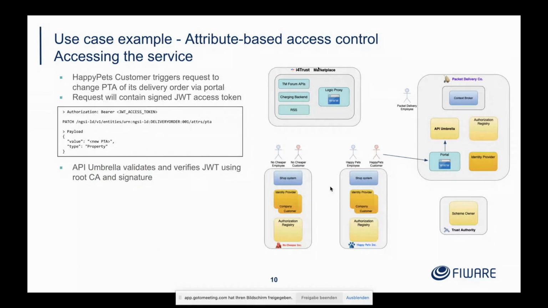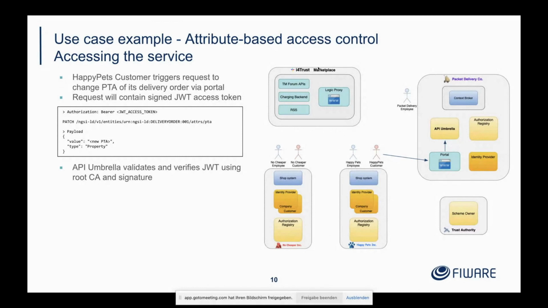Now, finally, this customer will invoke the service using this portal and wants to change the planned time of arrival of this delivery order. So this portal application will send a request to API Umbrella, an NGSI-LD request actually, doing a patch on a certain entity, of a certain type, on a certain attribute, and adding the new value for the PTA. What API Umbrella will do first, of course, is to validate and verify this signed JSON Web Token using the root CA and the signature of this web token.